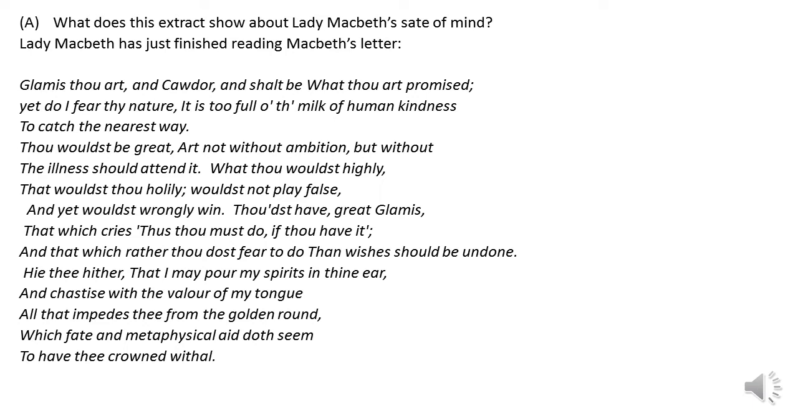"All that impedes thee from the golden round." Obviously the golden round is a metaphor, isn't it, for the crown. To impede means to get in the way of. She's going to chastise everything that stops him becoming king. "Which fate, and metaphysical aid, the witches doth seem to have crowned thee withal." Fate and the witches already seem to have made you king, so I'm going to make you take the extra jump and get there.